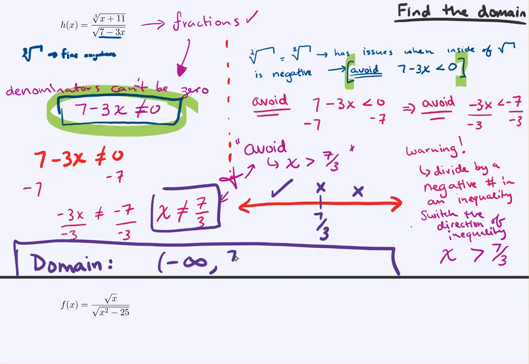And then think for a second, what kind of parenthesis would you use? A closed parenthesis or an open parenthesis based on the fact that we can't equal 7/3? An open parenthesis, because open means you can get as close as you want, but don't actually equal 7/3. So the domain for this problem is this.